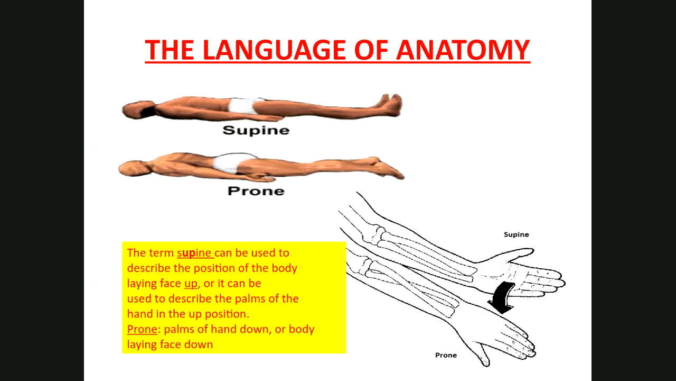And when anatomical terms are used to describe a structure in the body, we always assume that we're describing it in regards to the anatomical position. We describe the palms of the hand in the anatomical position as being up. The term supine describes palms up. The opposite will be prone, which is when the palms are down. Supine and prone are also used to describe the position of the entire body. Supine, face up; prone, face down.